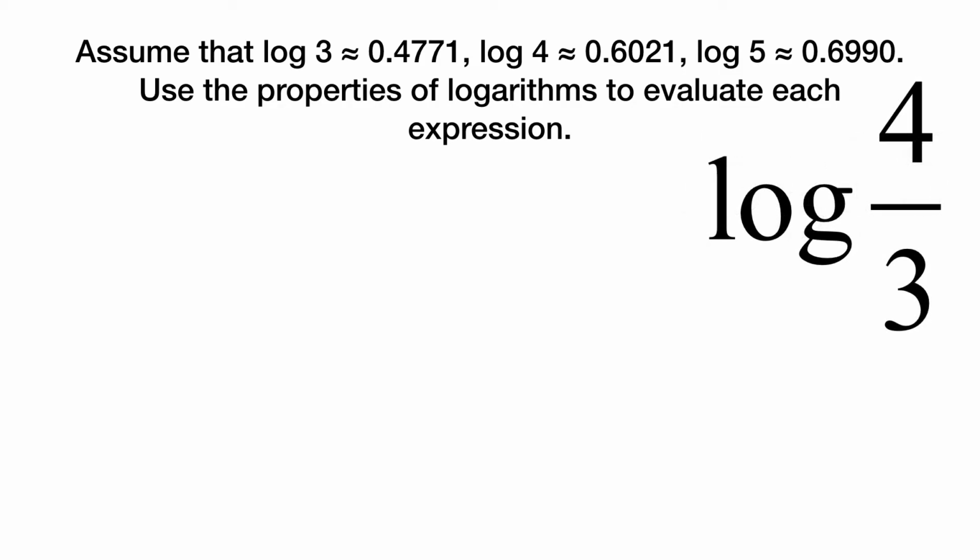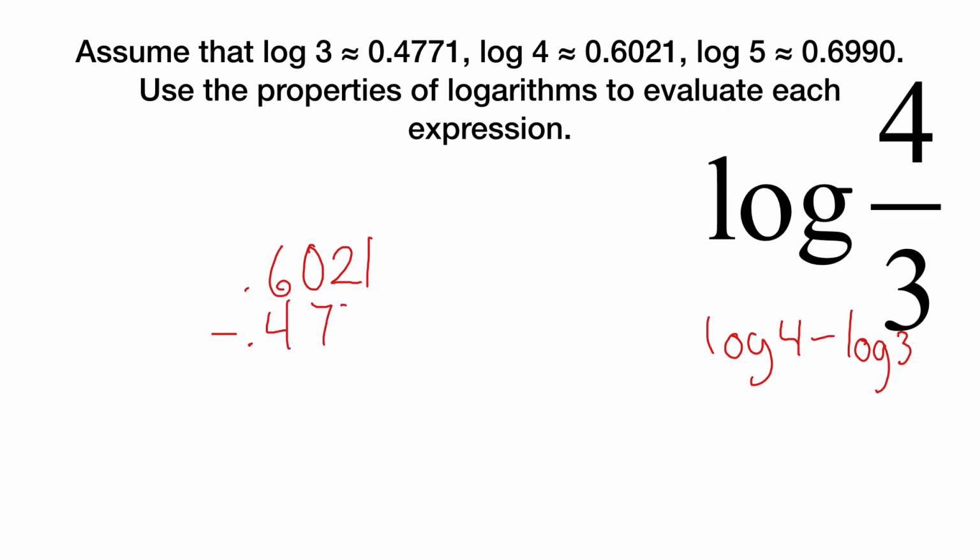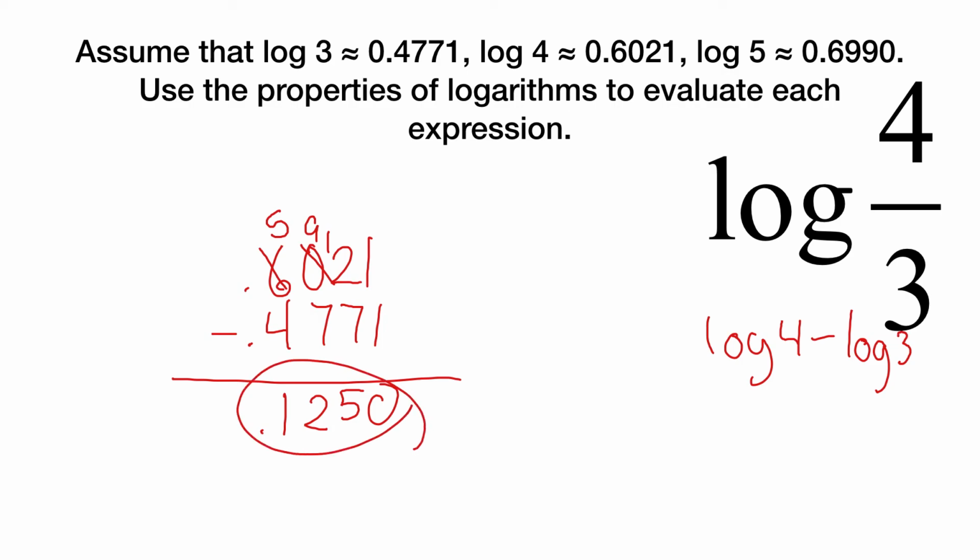Now we're going to do this one. Log of 4 over 3. Remember, dividing is the same as log of 4 minus log of 3. So, 0.6021 minus 0.4771. 1 minus 1 is 0. 2 minus 7. Oh, that becomes that, which means I carry, which means this becomes 9, and this becomes 5. 12 minus 7 is 5. 9 minus 7 is 2. 5 minus 4 is 1. 0.1250.